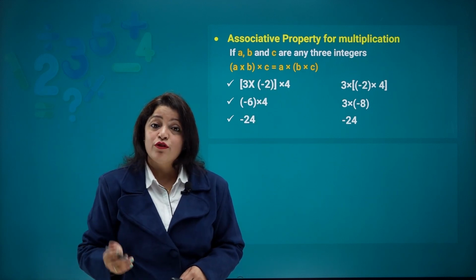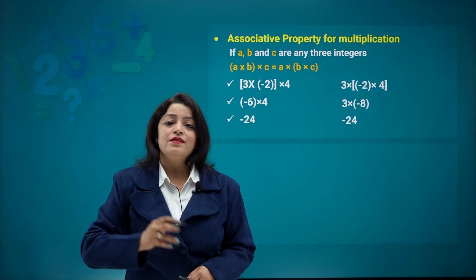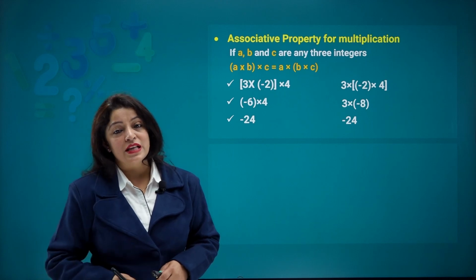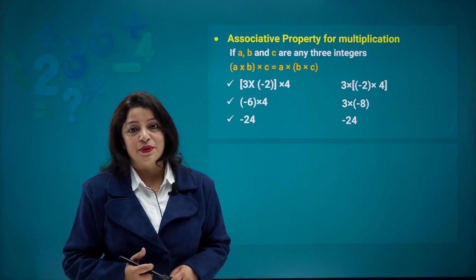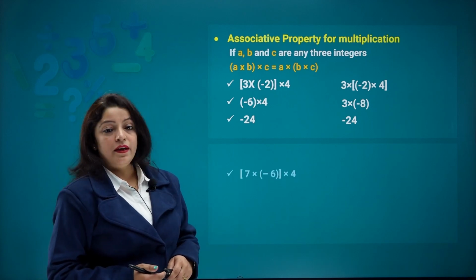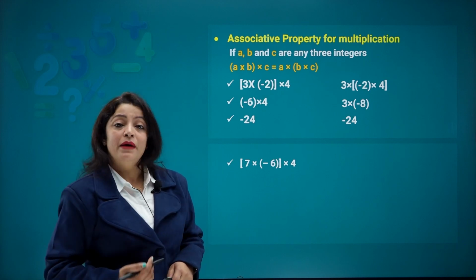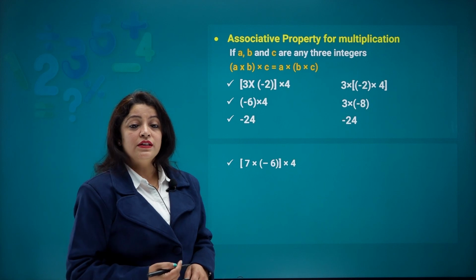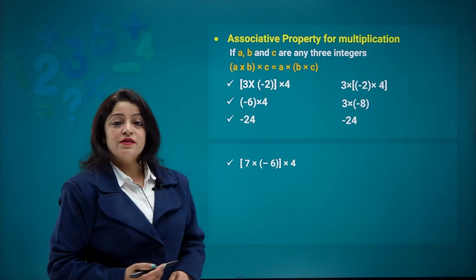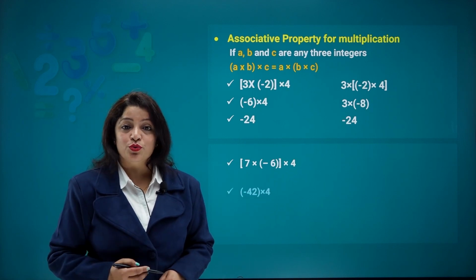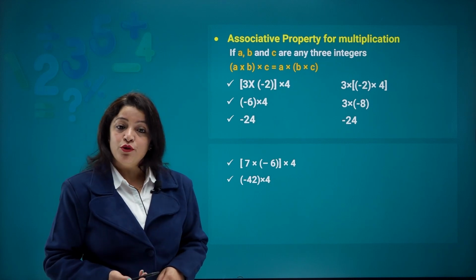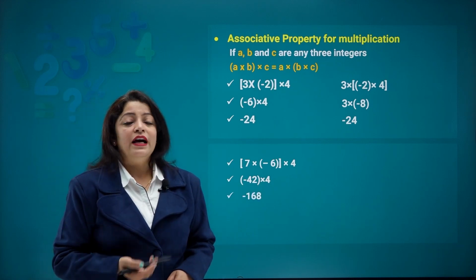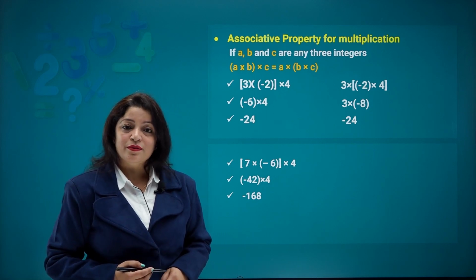So irrespective of the group which you have made, the result will be the same always. Let us now take one more example based on associative property. Suppose we multiply minus 7 by minus 6 and then multiply the result by 4. So what is the result? First we multiply 7 times 6, that is 42, and then we multiply it by 4. So 42 times 4, you get the result as 168 and it will be negative 168.